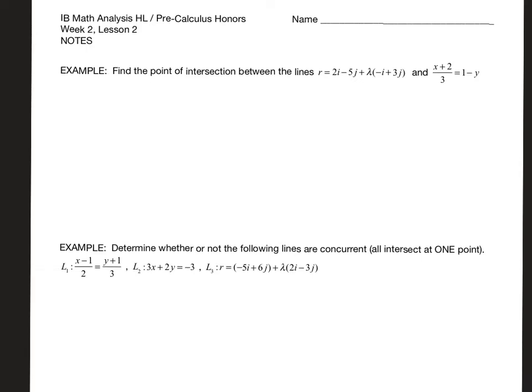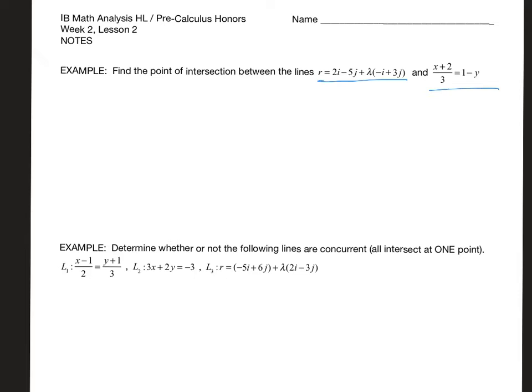Week 2, lesson 2. So I have given you two different equations of lines in two different forms, right? So here's one line and here's another line. And we're trying to find the point of intersection. You've done this before with systems of equations, but we're going to try to do this with these different forms of lines and vector forms, right? And there's a lot of different forms.